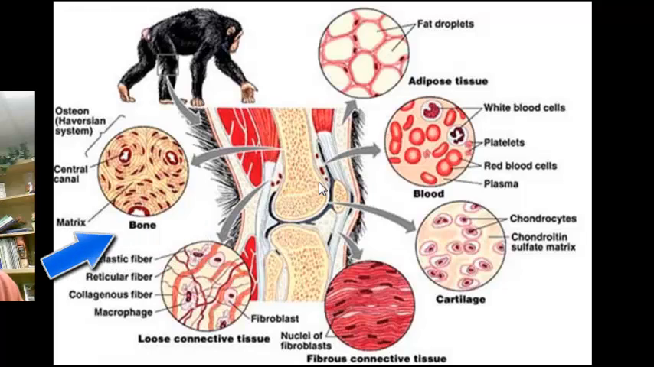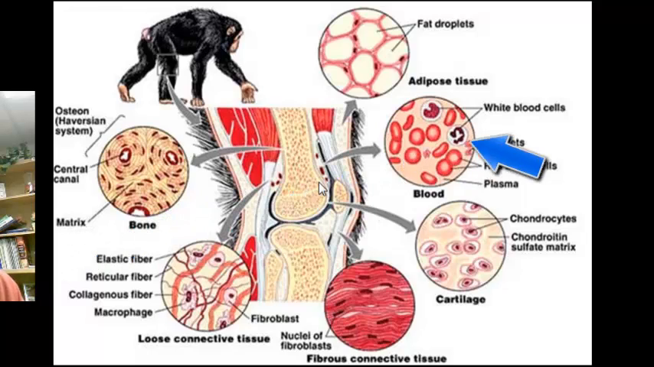Now, bone is the most rigid connective tissue, with a matrix composed of inorganic salts such as calcium salts. And this is going to be deposited around collagen fibers. The cells that make up bone tissue are called osteocytes, which are located in what we call concentric circles or rings. Again, the function is for support and protection.